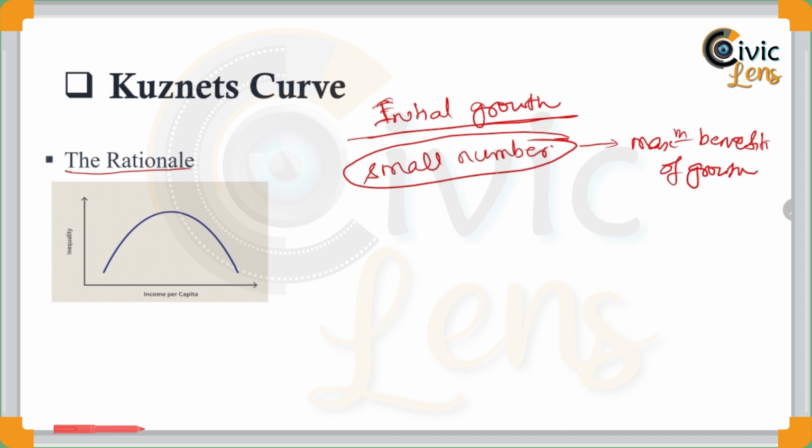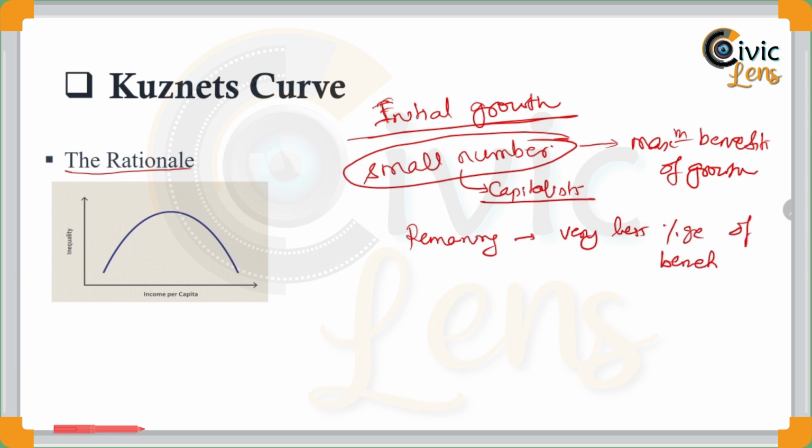And who are these small number of individuals? They are basically the capitalist class, right? So they are basically the owners of factories and industries, so they get the maximum benefit of the growth, and the remaining population gets a very small percentage of benefits, right? So the result in this part is that inequality increases, right?